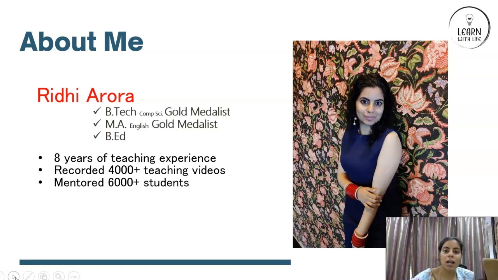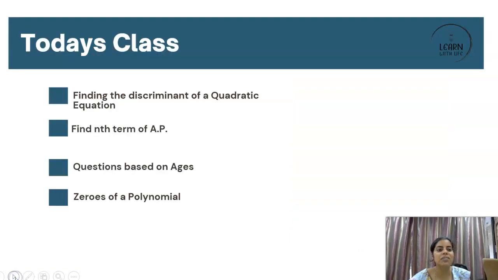So what are those topics that we are going to deal in today's class? Shall we see? Shall we move ahead? Okay, so why not? Let's move ahead, and here we see we have in today's class finding discriminant of a quadratic equation, finding nth term of AP, questions based on ages, and zeros of a polynomial.